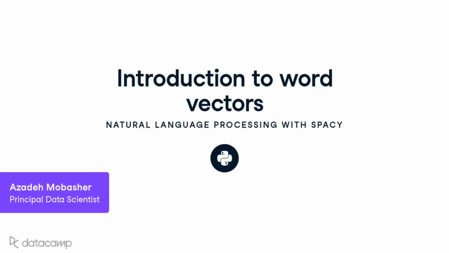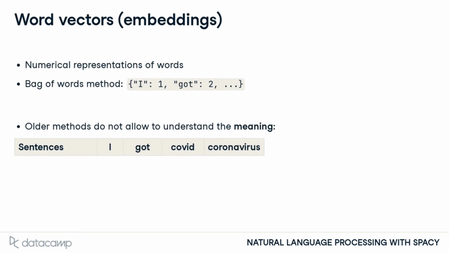Welcome. Let's learn about word vectors. Word vectors or word embeddings are numerical representations of words that allow computers to perform complex tasks using text data. The purpose of word vectors is to allow a computer to understand words. Computers cannot understand text as is, but they can process numbers efficiently. For this reason, we'll convert words into numbers.